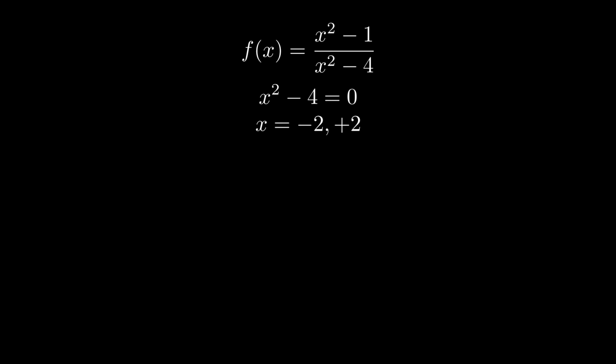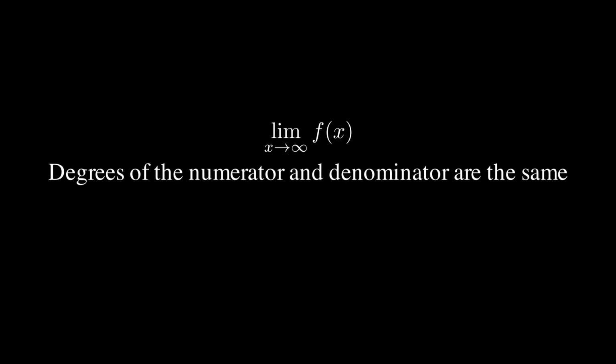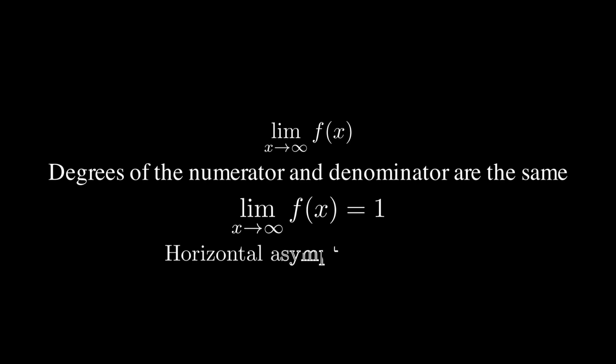Now to find the horizontal asymptotes, we take the limit as x approaches infinity of this function. And clearly the degree of the numerator and denominator is the same, because the degree of the numerator is 2 and the degree of the denominator is also 2. So we take the coefficient of the highest degree term. It's 1 for both because it's x squared and x squared for both the top and bottom. So that means the horizontal asymptote occurs at y equals 1.